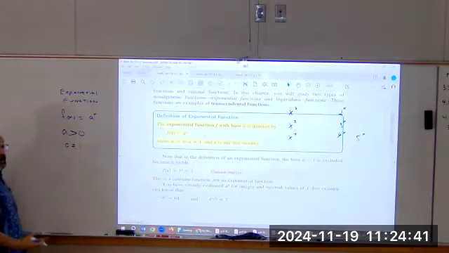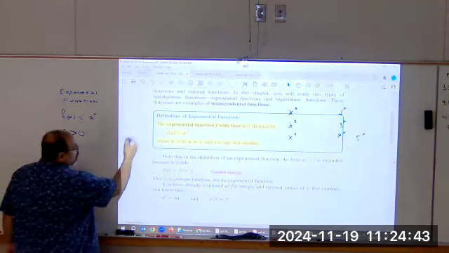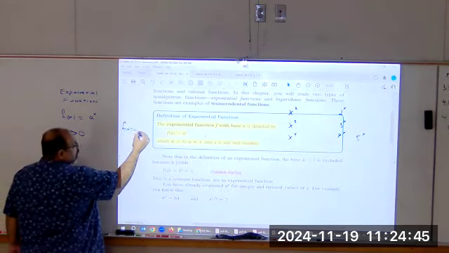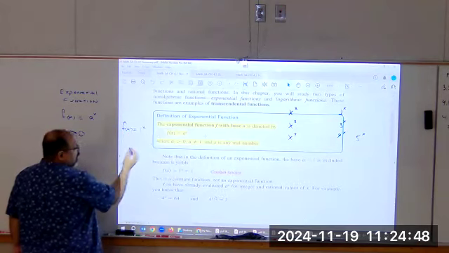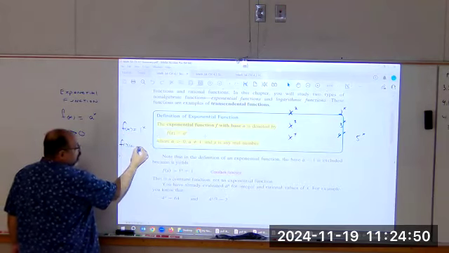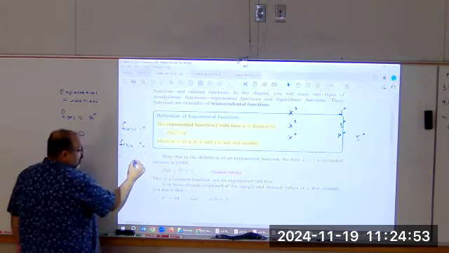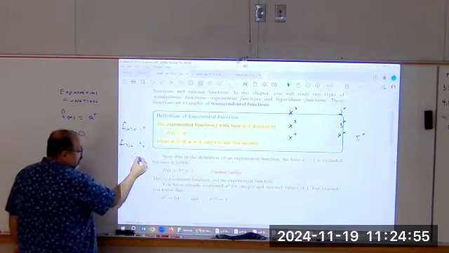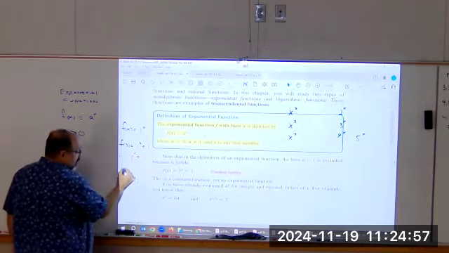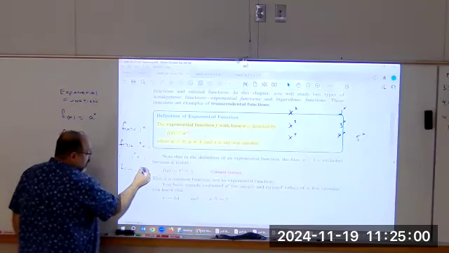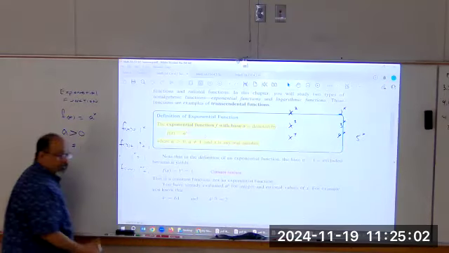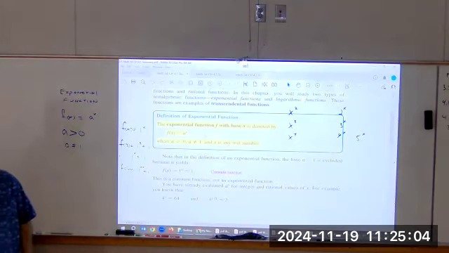So we skip 1 because if a was a 1, it would look like this: 1 to the x. Then f of 3 would be 1 to the third. That's just 1. If it was f of 4, 1 to the 4, that's just 1. If we go f of 100, so 1 to the 100, that's just 1. But 1 to any power is just always going to be a 1, so that's not very interesting at all. So the base is never a 1, but it could be anything else. A to the x.